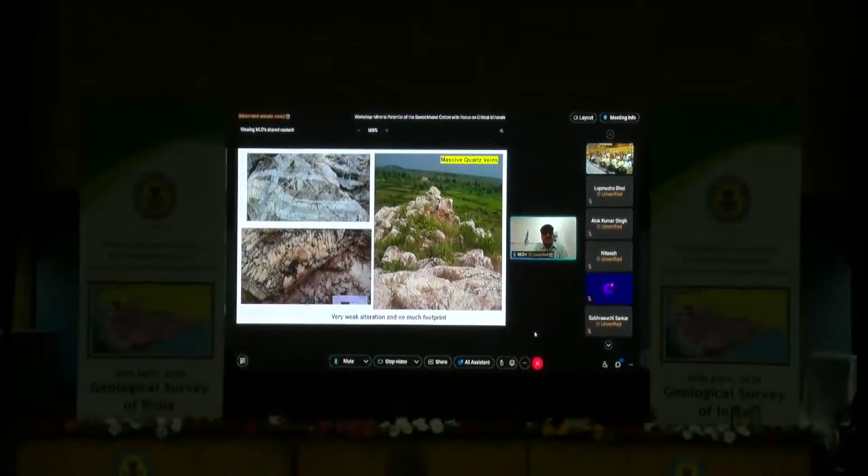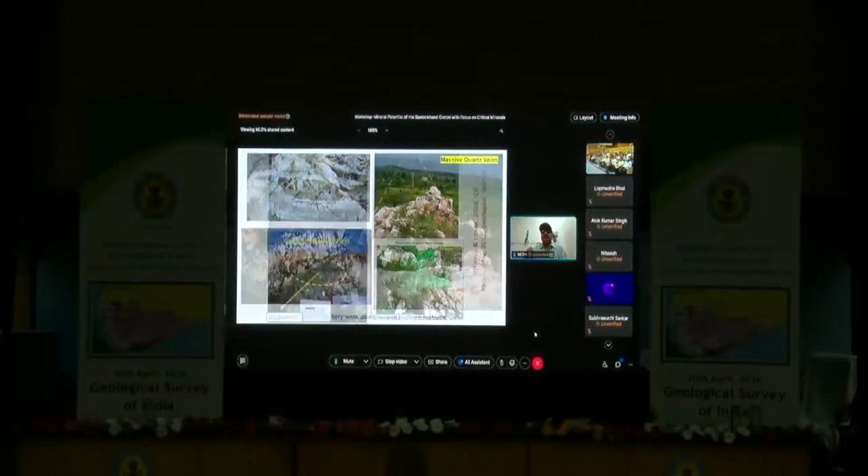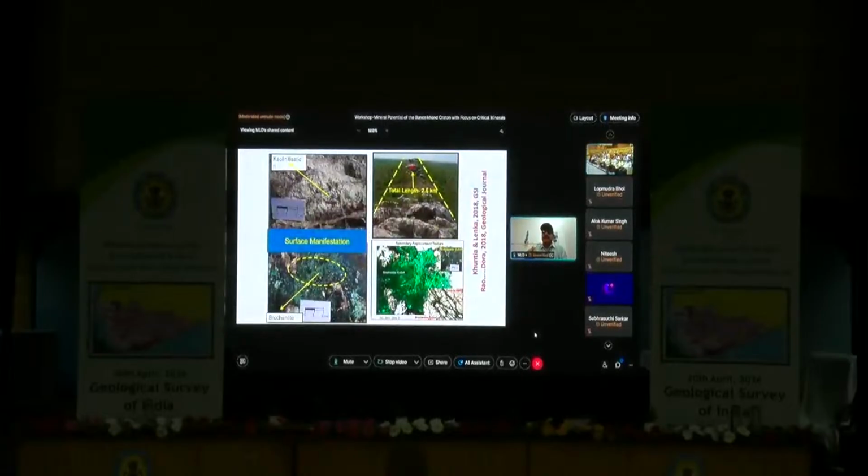On the surface, you will get it like this. So there is no footprint. But if you go very minutely, along the tectonic structure, if you are lucky enough, you may come across malachite-type staining. But these are not malachite. This is where I sat and opened my eyes.